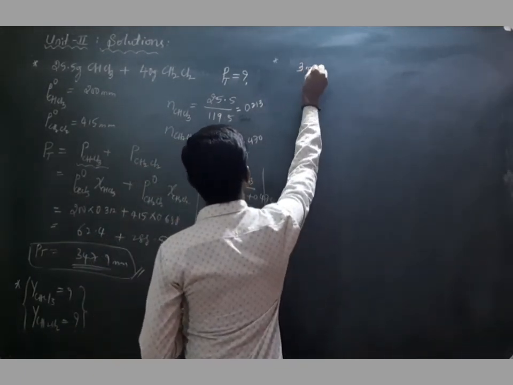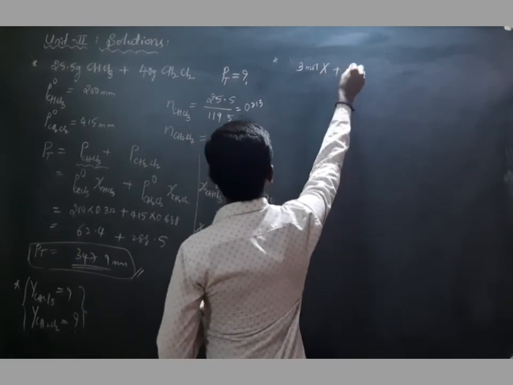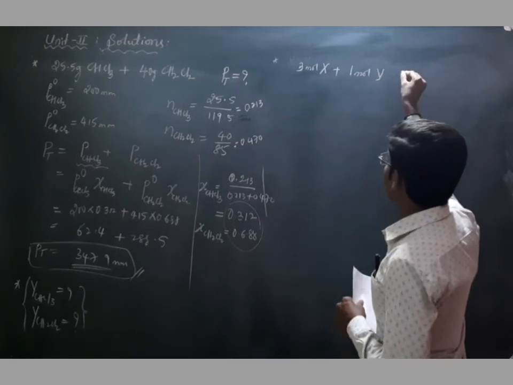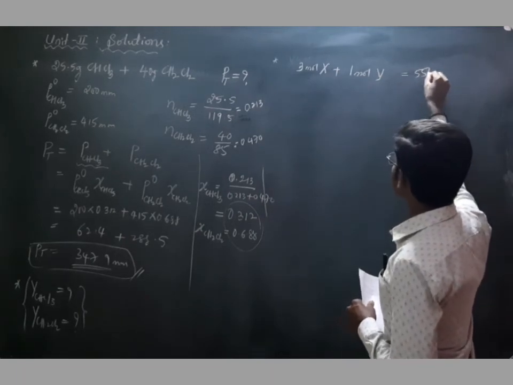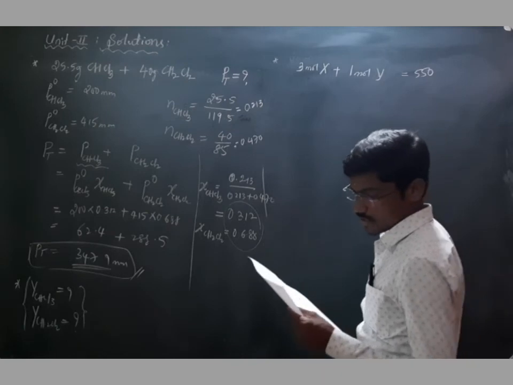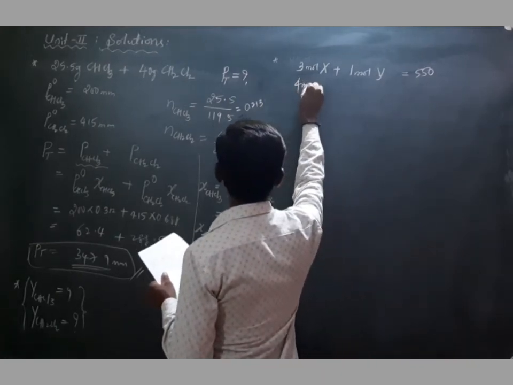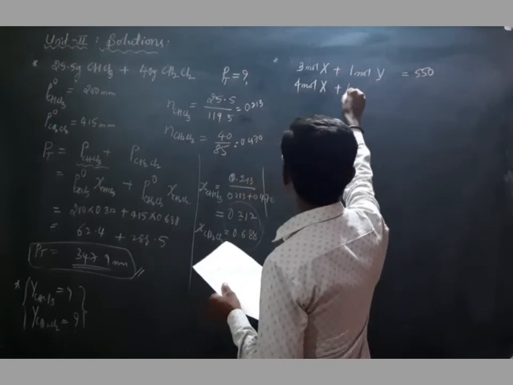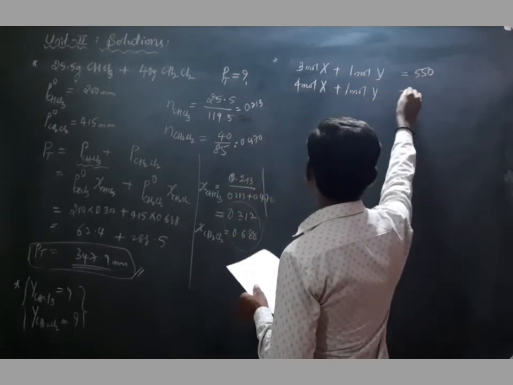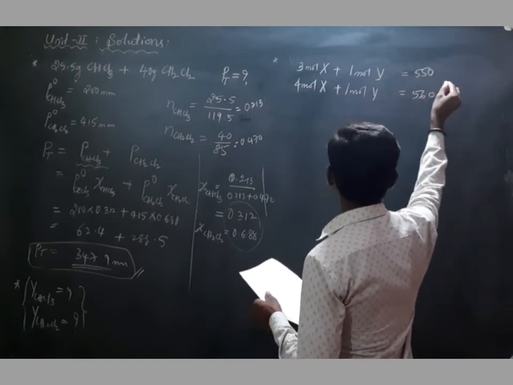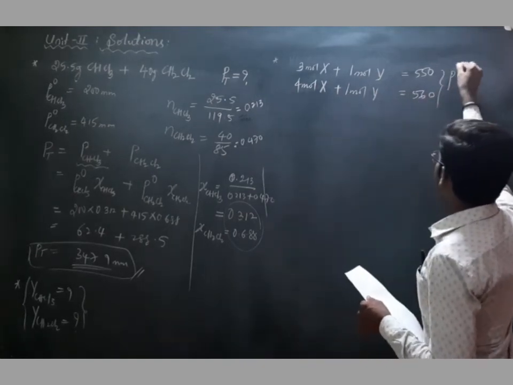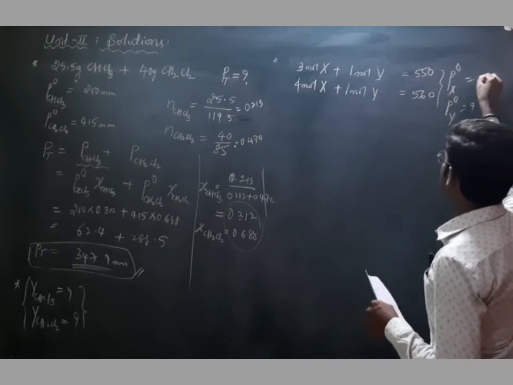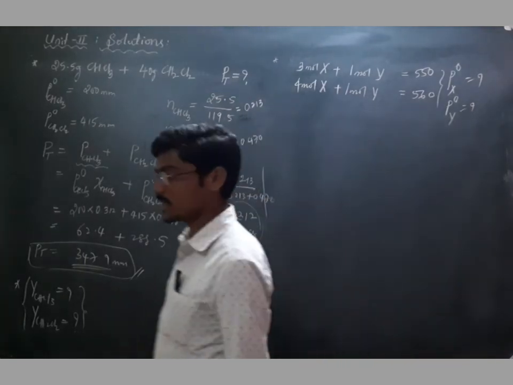So here is the given data: the vapor pressure of a solution containing 3 moles of X plus 1 mole of Y, and its total vapor pressure is given, that is 550. But in the second condition, when 4 moles of X combine with 1 mole of Y, the total vapor pressure is 560. If so, calculate the values of P naught X and P naught Y.